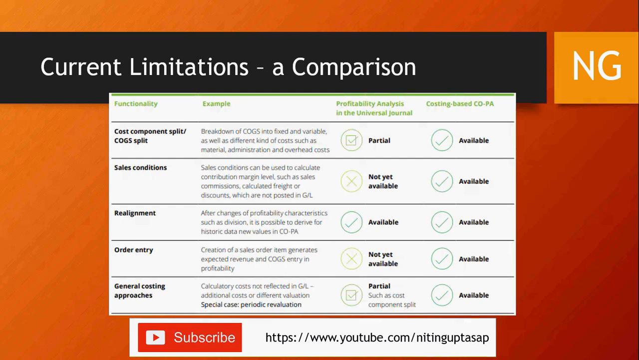Realignment after changes of profitability characteristic like division, it is possible to derive historic data for new values, which is available in both. Order entry, if the sales order item generates an expected revenue and you have a COGS entry, is not available in simplified, but available in cost-based. And similarly, the cost component split we just talked about is partially available in simplified, fully available in costing based. So this is just a current comparison of limitations.